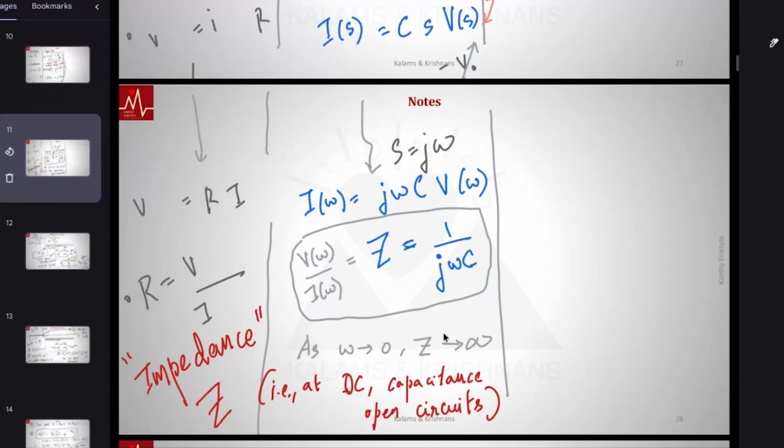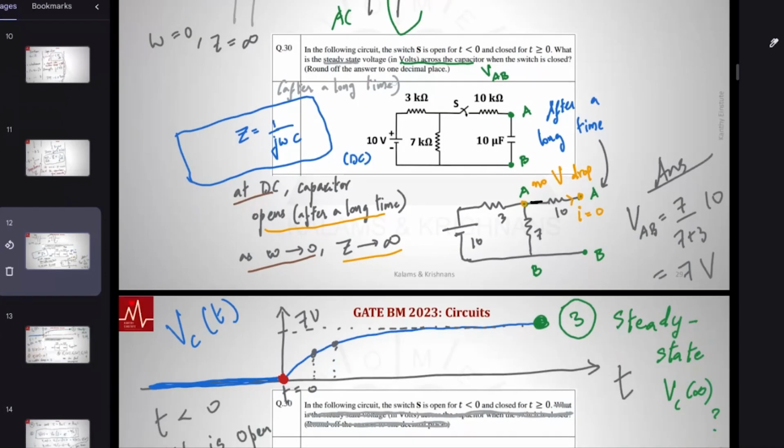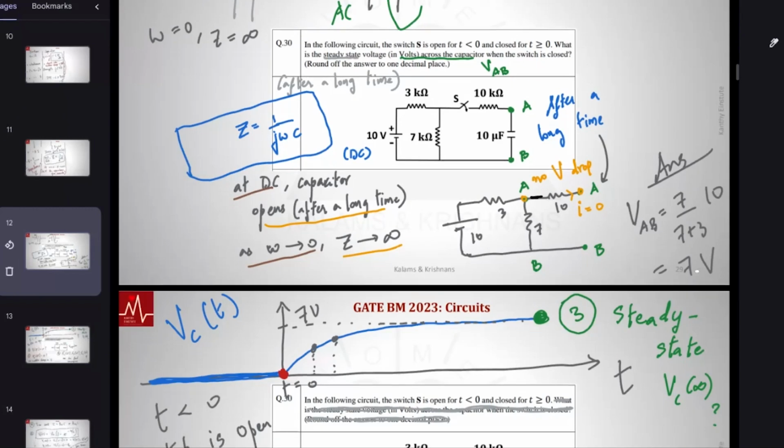So eventually the capacitor kind of opens, right? The impedance is infinite. Okay, there is a mnemonic. DC, the capacitor doesn't allow it; there is a roadblock. AC will go zigzag and pass through the capacitor. For the GATE PYQ, the capacitor opened up. Simple resistance circuit, VAB is 7 volts. That is the voltage across the capacitor.